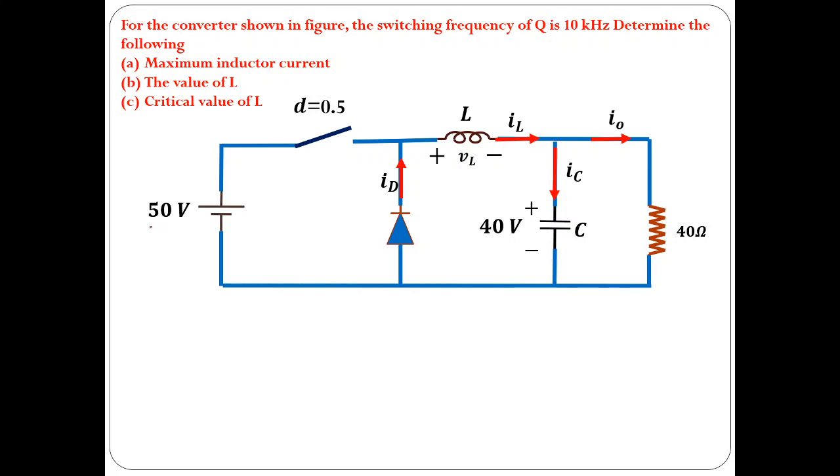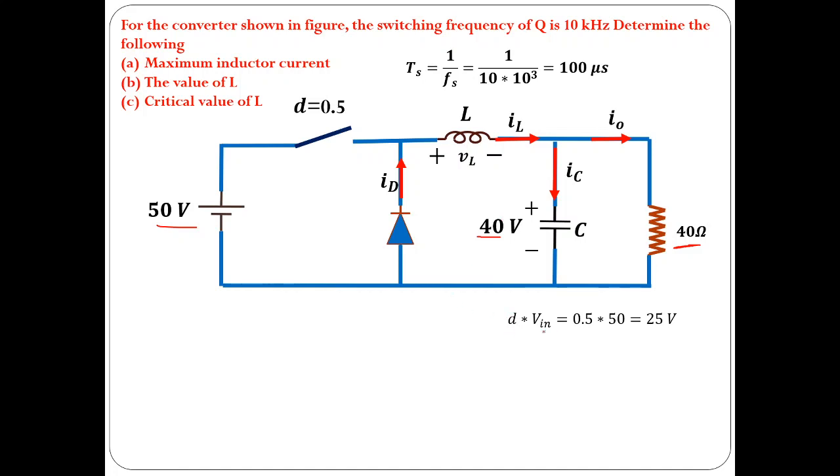Input voltage is given, equal to 50 volts. Output voltage is equal to 40 volts. Output resistance is equal to 40 ohms. Now let us first verify whether it corresponds to continuous current mode or discontinuous current mode. We know the switching frequency is 10 kilohertz, so the switching period is 100 microseconds. Let me note that down.